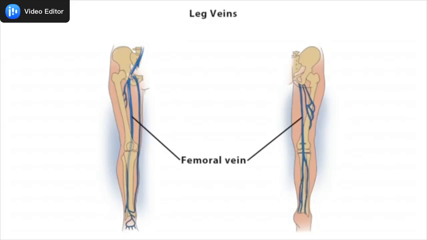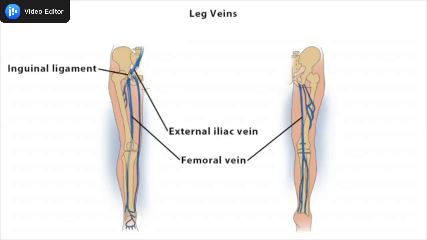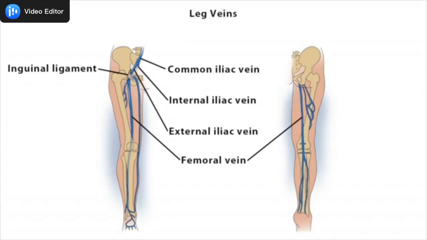The femoral vein becomes the external iliac vein at the underside of the inguinal ligament and passes lateral to the pelvic brim until it joins with the internal iliac vein to form the common iliac vein. The right and left common iliac veins merge at about the level of the 5th lumbar vertebra to form the inferior vena cava.